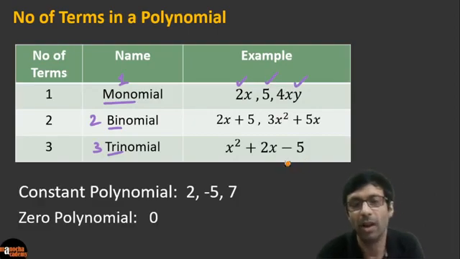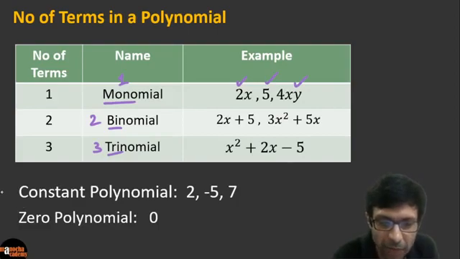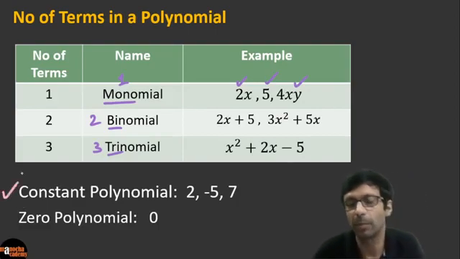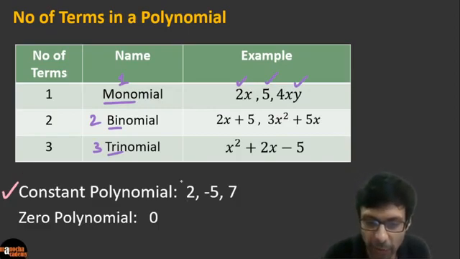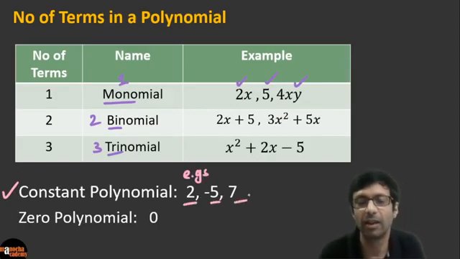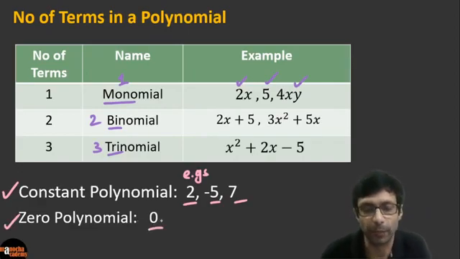Very good. Now there are some more terms in polynomials. You have something called a constant polynomial, something which just has a constant. So even 2 is considered a polynomial, but it's called a constant polynomial because there are no variables there. Here I've written down these examples. 2 is a constant polynomial, or minus 5 or 7. These are examples of constant polynomials. And the 0 polynomial, a very special one, is just the number 0.